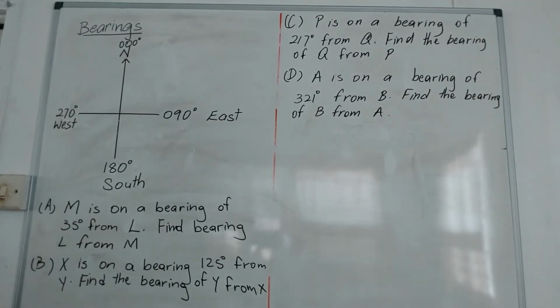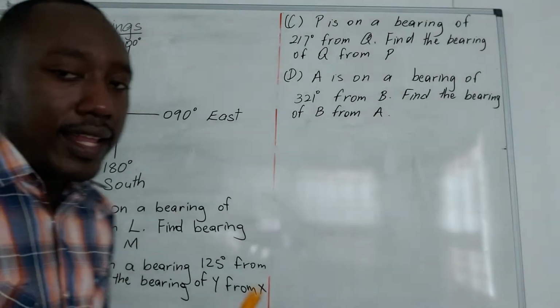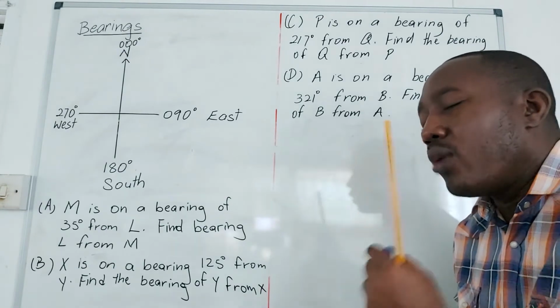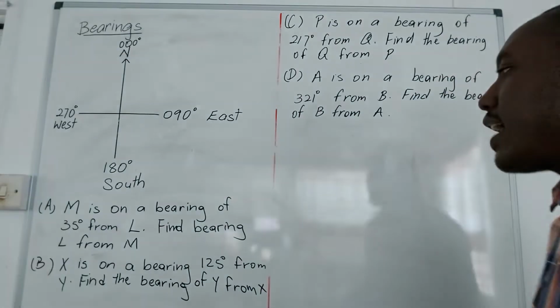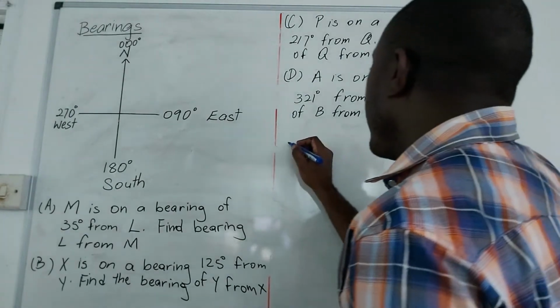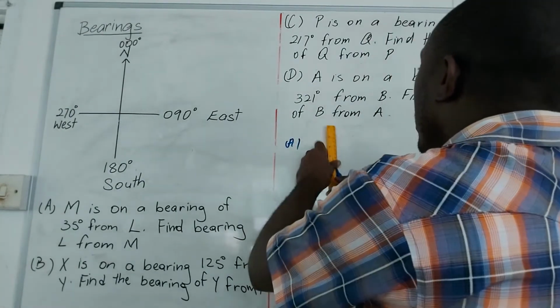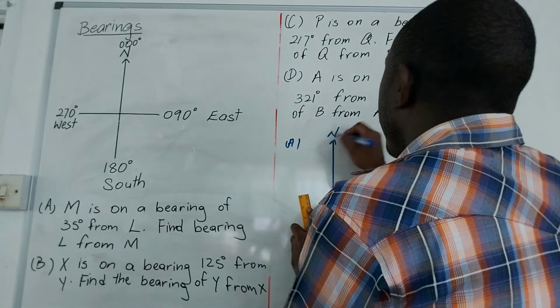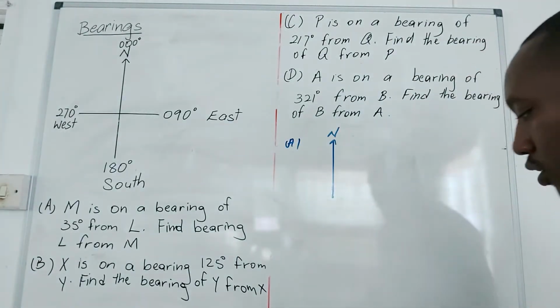Let's say M is on a bearing of 35 degrees from L. Find the bearing of L from M. So first of all, let's do a sketch of the bearing of M from L. Every time we want to sketch it, we always start with our north line. So for part A, the first thing we draw is our north line, and we use an N to represent that north line.